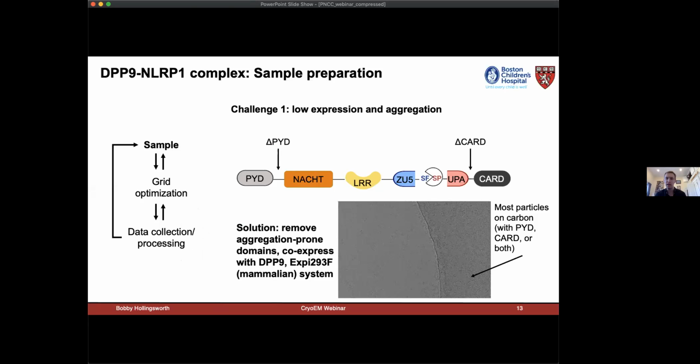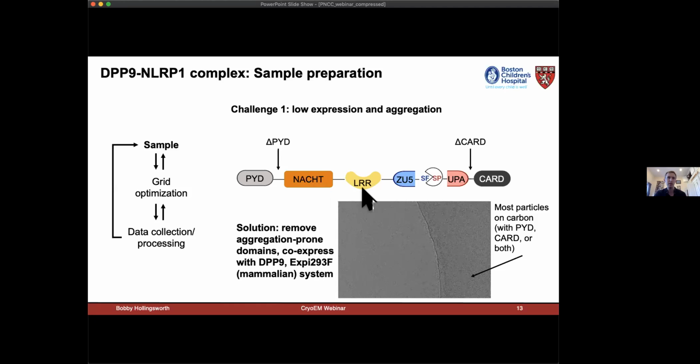So the first challenge we had was in expressing the protein. NLRP1 was very aggregation prone. It expressed poorly in all expression systems except when co-expressed with DPP9 in Expi293F mammalian cells. And so we weren't able to purify this separately for biochemical reconstitution experiments. However, we were able to get enough protein for making grids from this mammalian cell system.